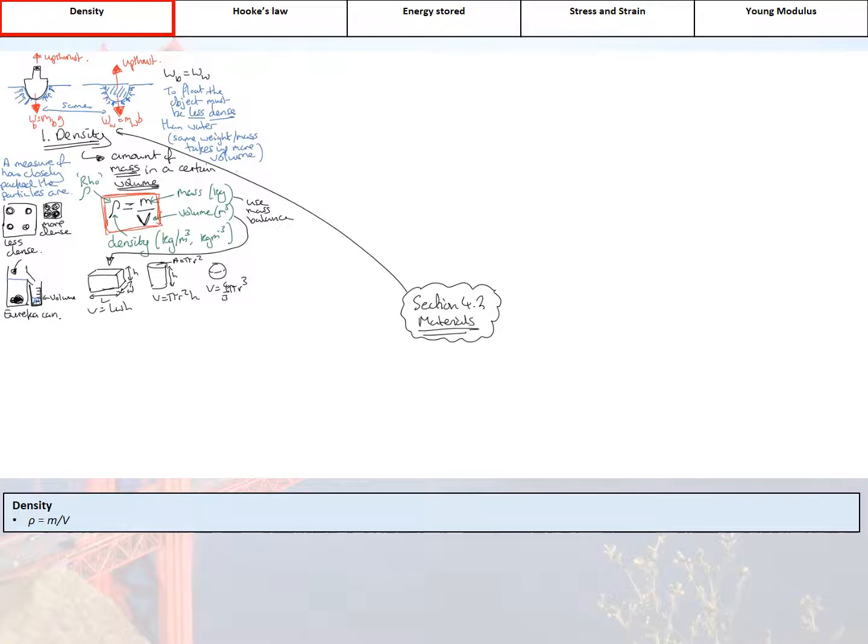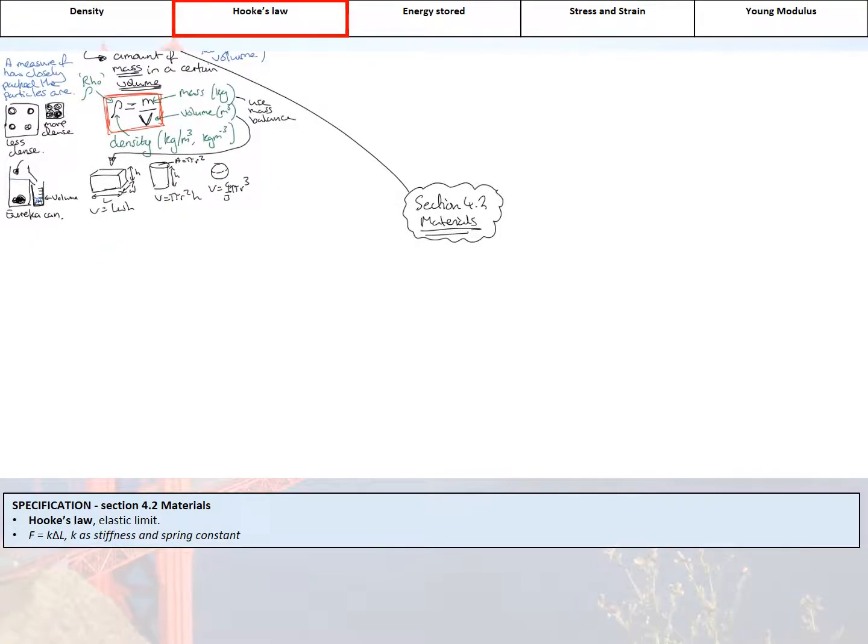So that's density. So the second bit of this module is on Hooke's law. Let's rule off after the last bit. So you will have looked at this initially by considering some springs. If we imagine a spring with an original length L, and then we add on a bit of mass, the spring stretches slightly with some extension which I'm going to call X. You might call it delta L.